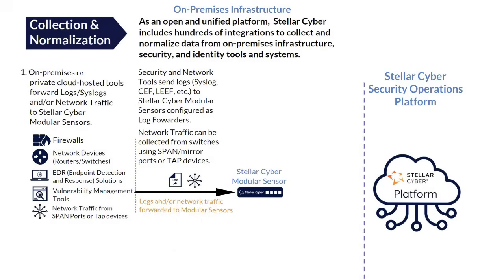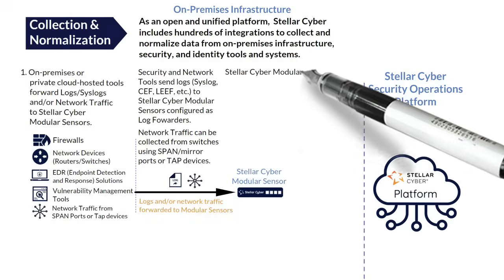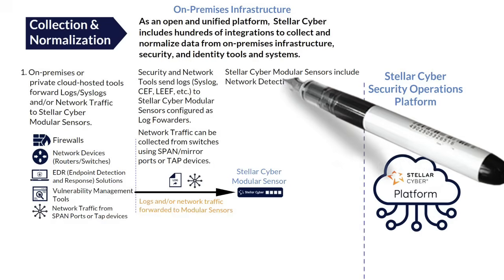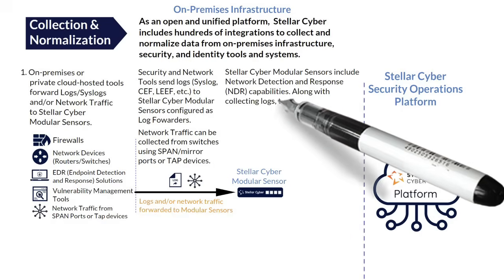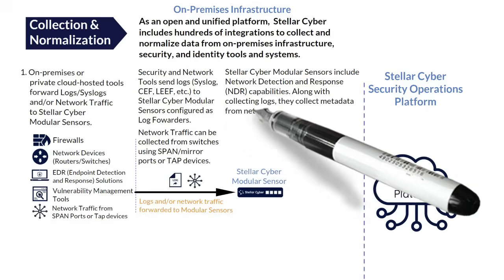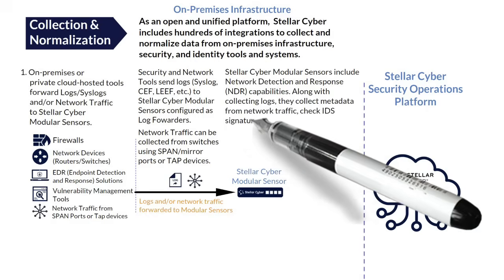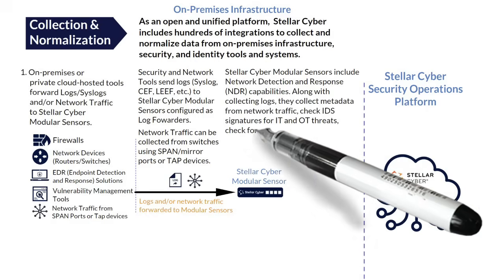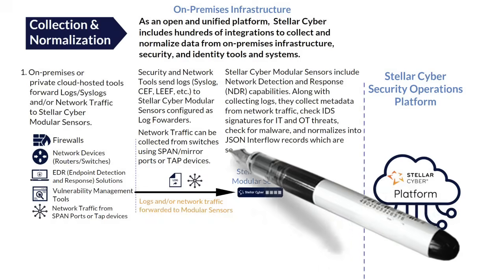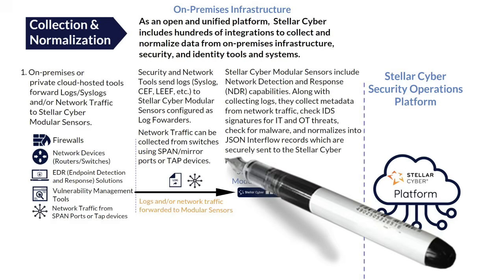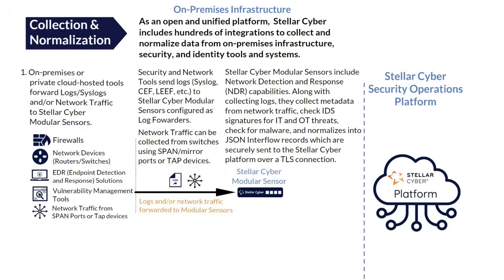Stellar Cyber modular sensors include network detection and response, NDR capabilities. Along with collecting logs, they collect metadata from network traffic, check IDS signatures for IT and OT threats, check for malware, and normalize data into JSON interflow records, which are securely sent to the Stellar Cyber platform over a TLS connection.